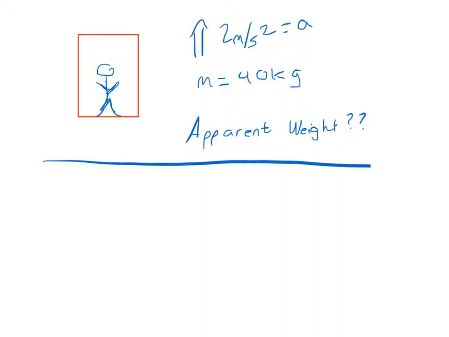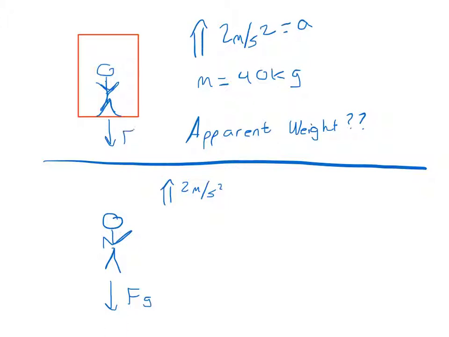Okay. To start off, I would figure out all the forces on our little guy. If the elevator is accelerating at 2 meters per second squared, that means the guy is also accelerating at 2 meters per second squared. The forces acting on him are the force of gravity pushing him down, and a normal force pushing him up because he's on the ground, that's the ground of the elevator.